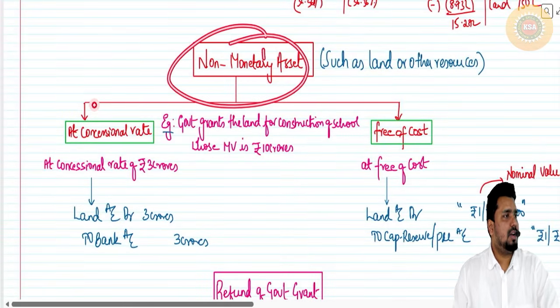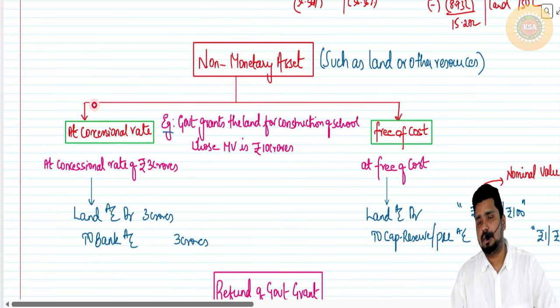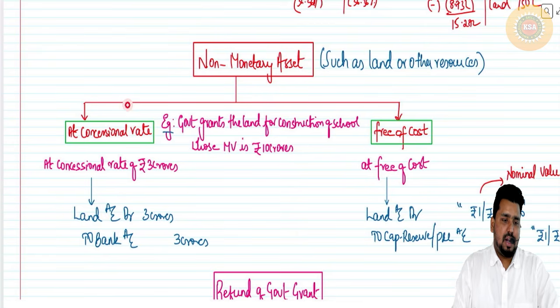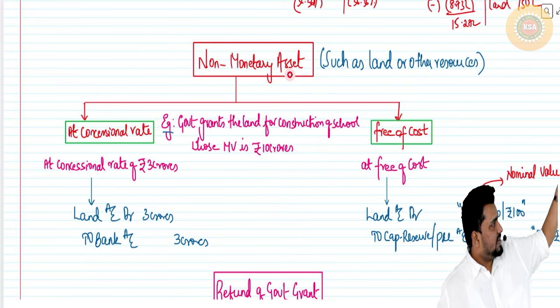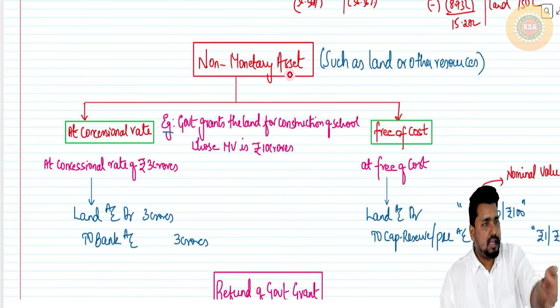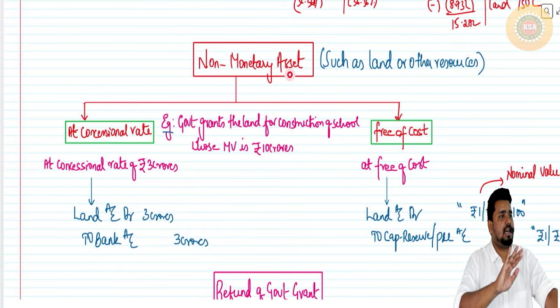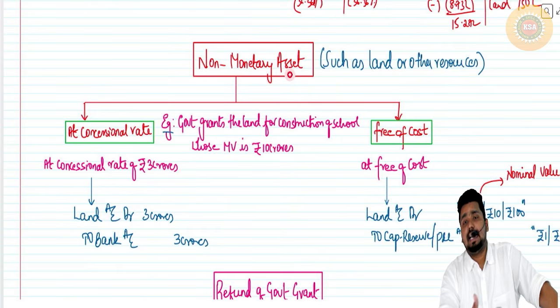The small category is non-monetary assets. What is the meaning of non-monetary assets? In previous questions, the government would have given an amount. Here, the government will be giving something other than cash. That is called non-monetary. It can be in the form of land or any other resources.